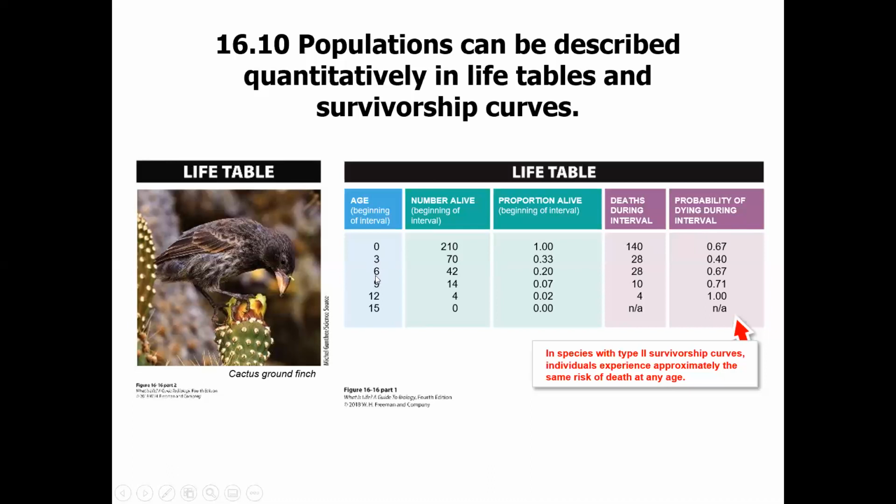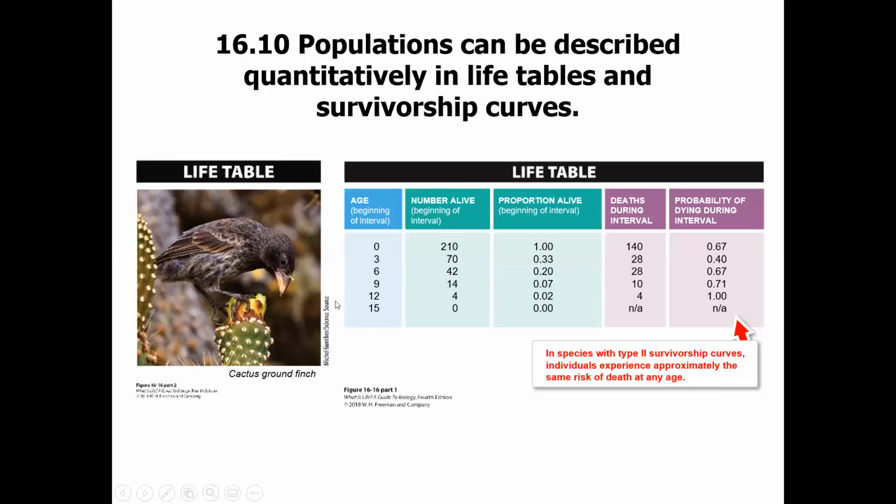Then from age 3 to age 6, we have 70 individuals alive. The proportion is 0.33, or 33%. During this time, we have 28 deaths out of the 70. So the probability of dying during this interval is 0.40, or 40%. Let's do one more row. Going from age 6 to age 9, we have 42 individuals alive at the beginning of the interval. So at age 6, that's 0.20 proportion alive. During this time, until we reach age 9, we have 28 individuals that die. This means that of the individuals that are left, you have a 2/3 chance of dying during this time.